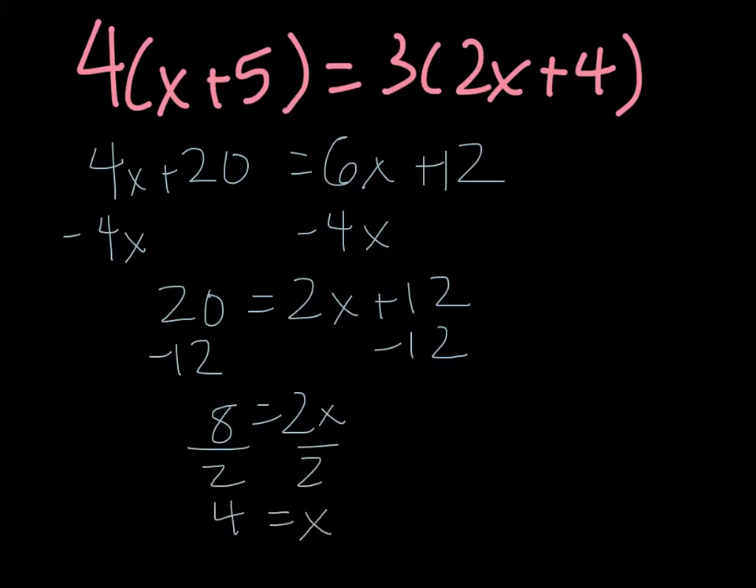Now again, it's pretty easy to check. If I plug in a 4 here, I have 4 plus 5 is 9 times 4, so this side is 36. And I can decide if then that is equal to the other side. So 2 times 4 plus 4, so 8 plus 4 is 12, and 12 times 3 is 36.